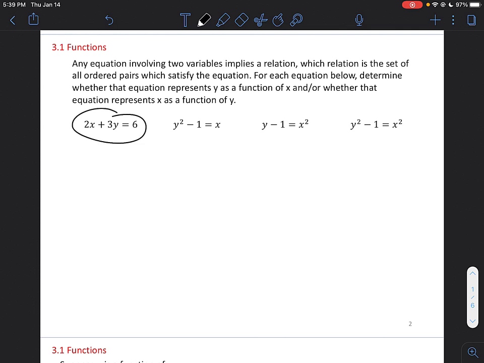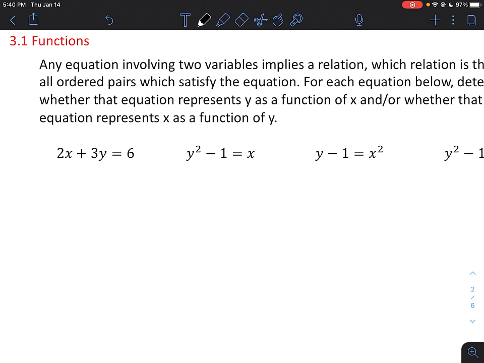So when you write an equation like this that has x's and y's, every single point that satisfies this equation is in that relation. For each equation below, determine whether that equation represents y as a function of x, or whether that equation represents x as a function of y. So I'm going to do this actually a few different ways.